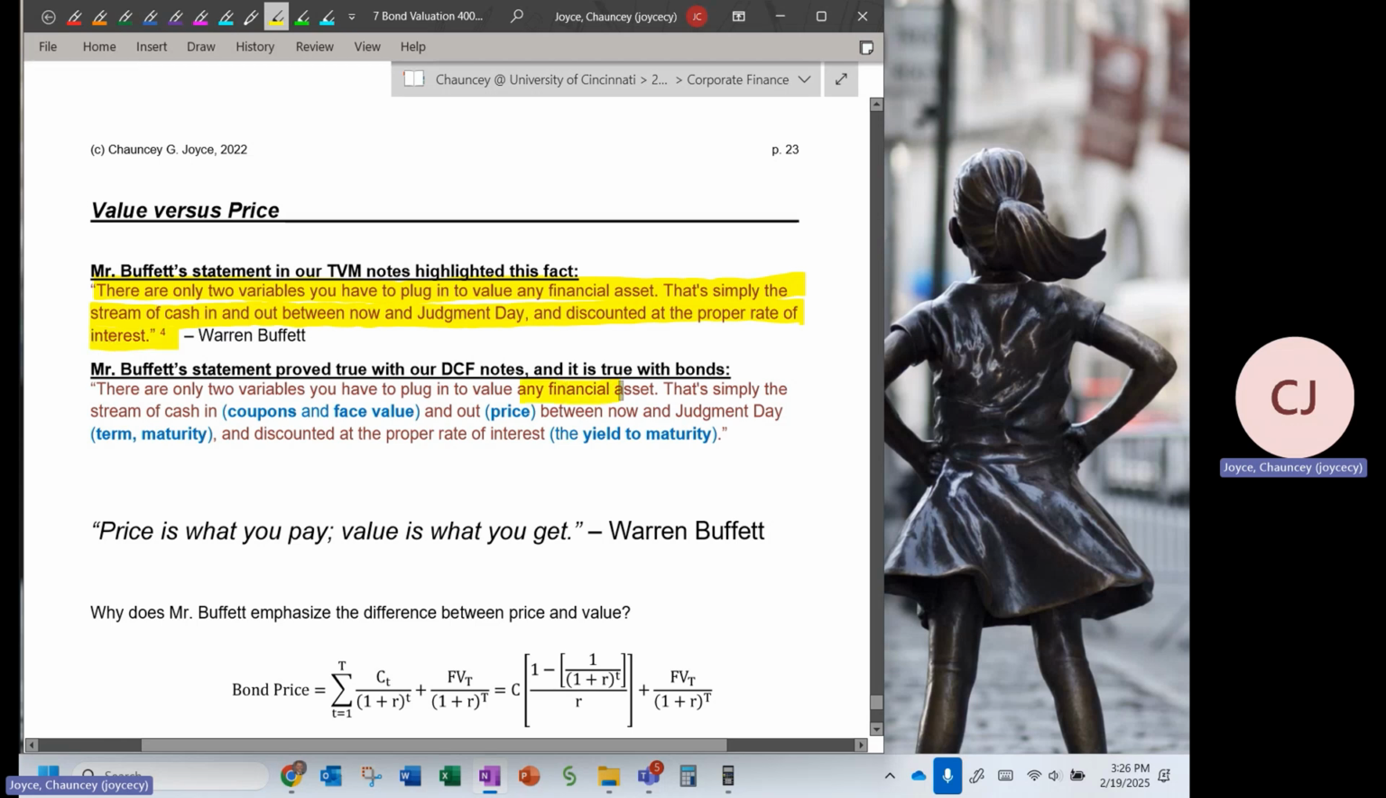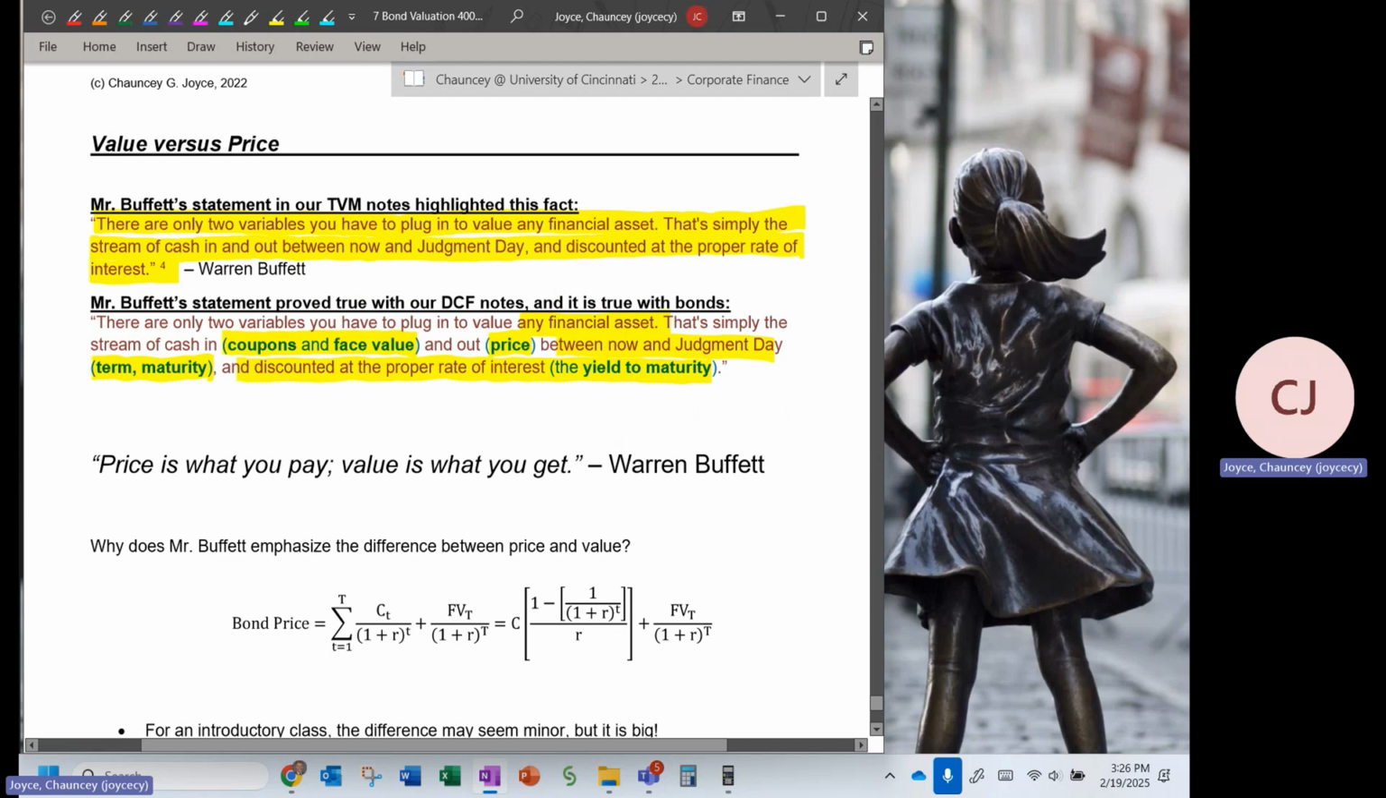Well, the bond is the financial asset. The stream of cash in for the investor is the coupon and the face value. The price is the cash flow out between now and Judgment Day, and Judgment Day is term or maturity, discounted at the proper rate of interest, the yield to maturity. So what does this mean?